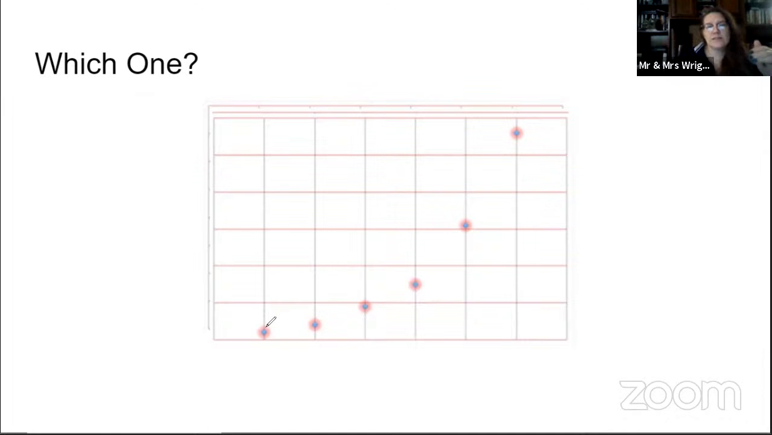So this one is exponential. It's going to continue going down and down and down and getting closer and closer, but never actually touching the asymptote, wherever the asymptote is. Okay, so this one would have been a quadratic regression.